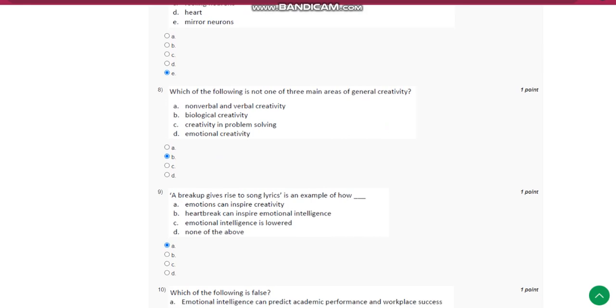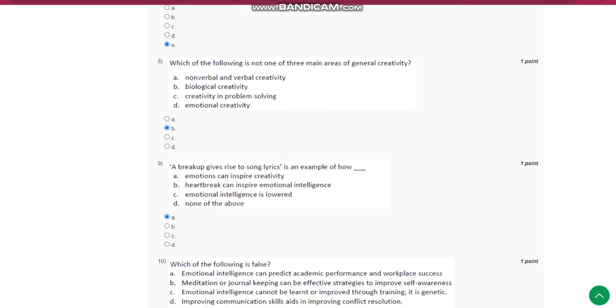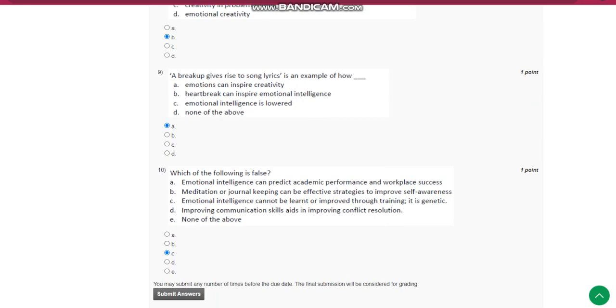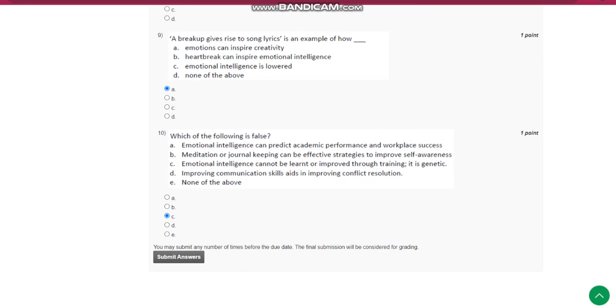neurons. Question number 8 is, which of the following is not one of three main areas of general creativity? B, that is biological creativity. Question number 9 is, a breakup gives rise to song lyrics is an example of how emotions can inspire creativity.